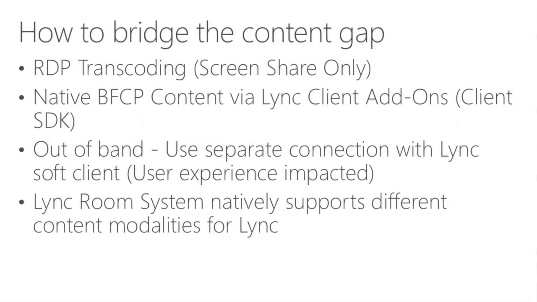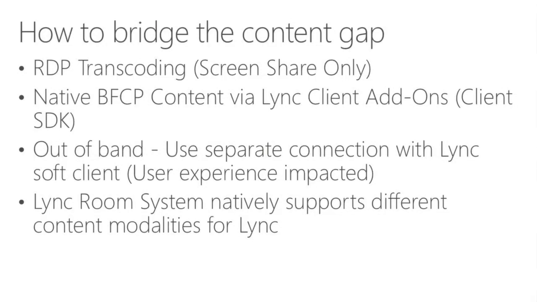So how do we bridge this content gap? Being upfront and honest, there's not a ton of solutions and options in market today. It's something I think the video industry is looking at: how do we bridge that gap? Some ideas people are looking at: there is a capability to do transcoding with RDP. So when people are doing screen sharing, you could potentially transcode the RDP protocol back into H.239 BFCP format. There are some questions around the quality of content when you do transcoding with RDP, but it is one potential case.